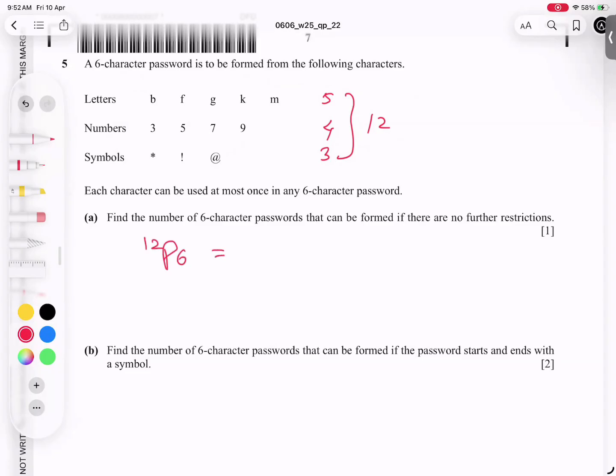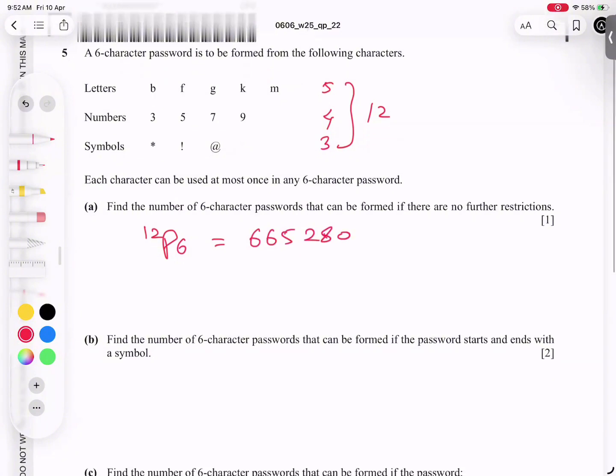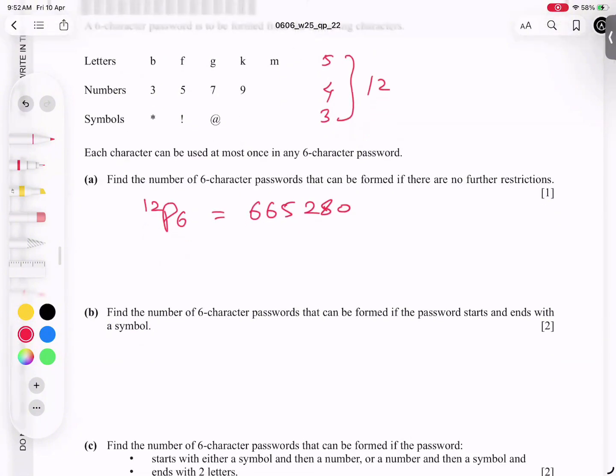Okay, so 12P6, if we check in the calculator, turns out to be 665280. So let's go to the next part. The next part is asking, find the number of 6-character passwords that can be formed if the password starts and ends with a symbol. So we will use the box method.